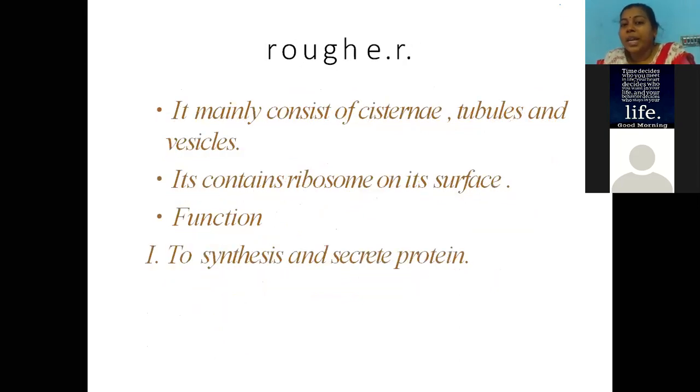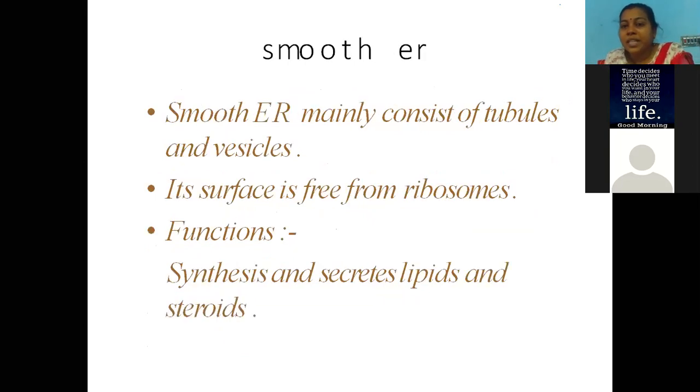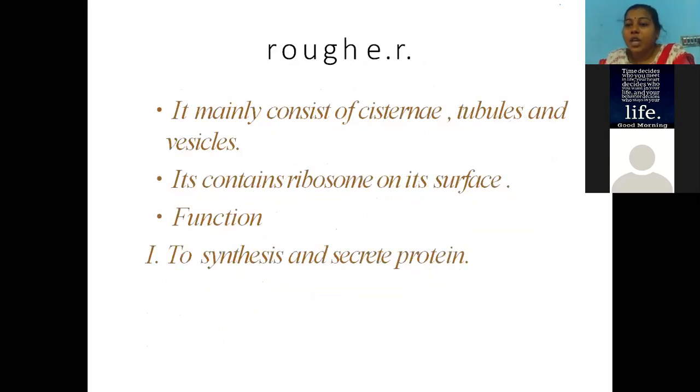Rough ER mainly consists of cisternae, tubules and vesicles. In the previous case, smooth ER has just tubules and vesicles. RER has all three: cisternae, tubules and vesicles. It contains ribosomes on its surface, due to which it has a rough appearance. Its function is to help in the synthesis of proteins.